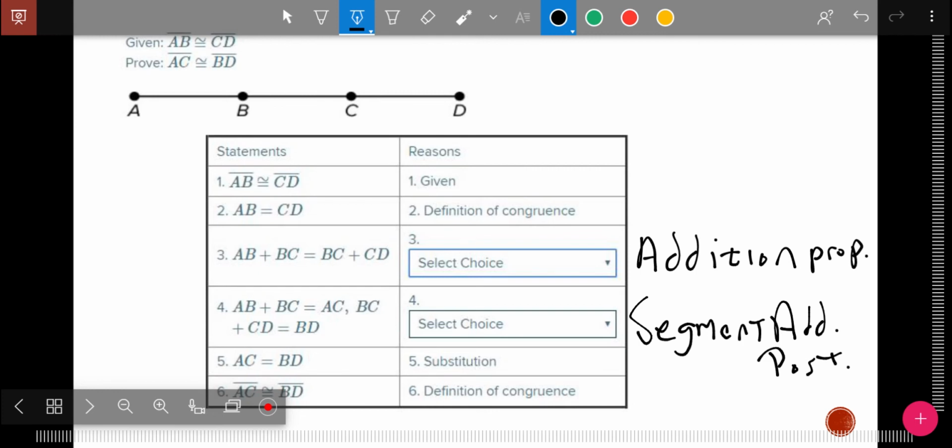And then they use substitution because they say, okay, I know I have AB plus BC already, and if that equals AC, I can plug AC into its place. Same thing, they plug BD into its place. And so they use substitution. And if those 2 are equal, then they're congruent because that's what congruent means, definition of congruence. So again, they're trying to help you think through it by giving you some of it, and you can use the steps above and below to help you think through it.